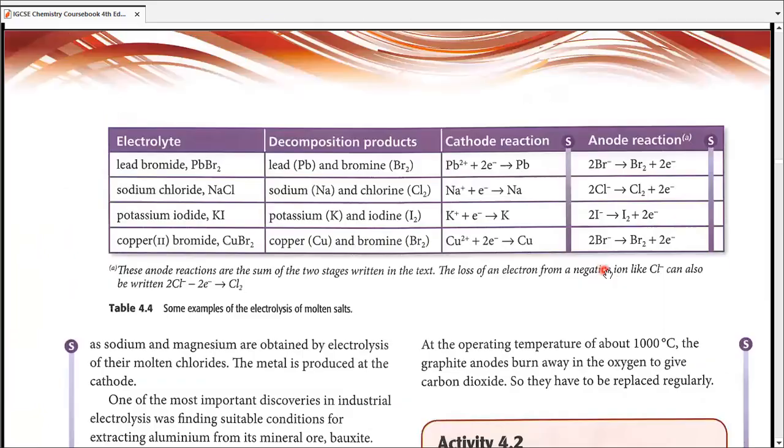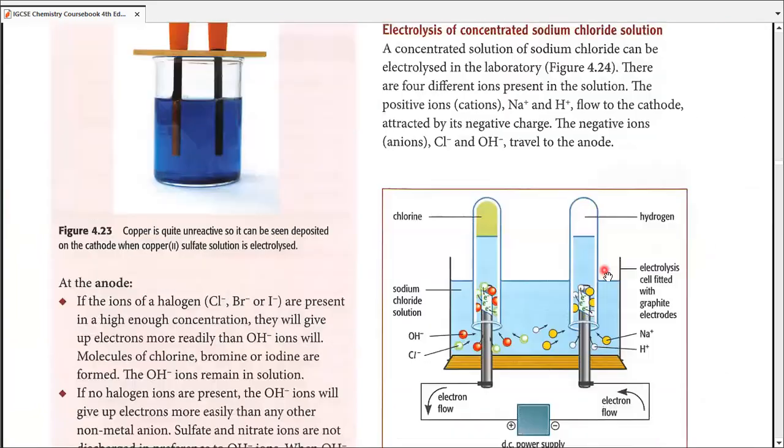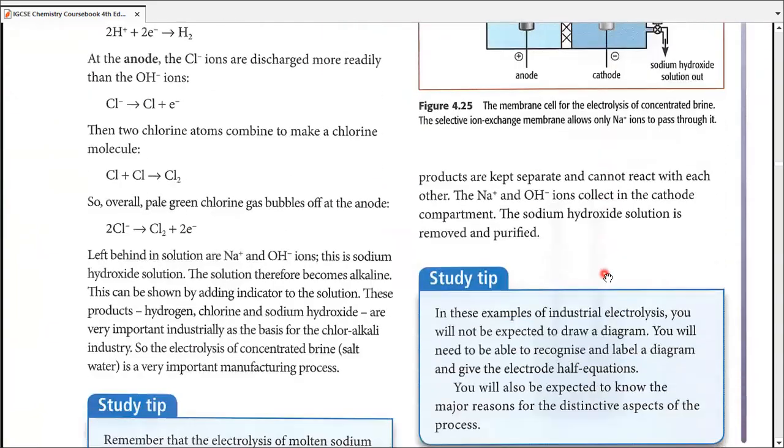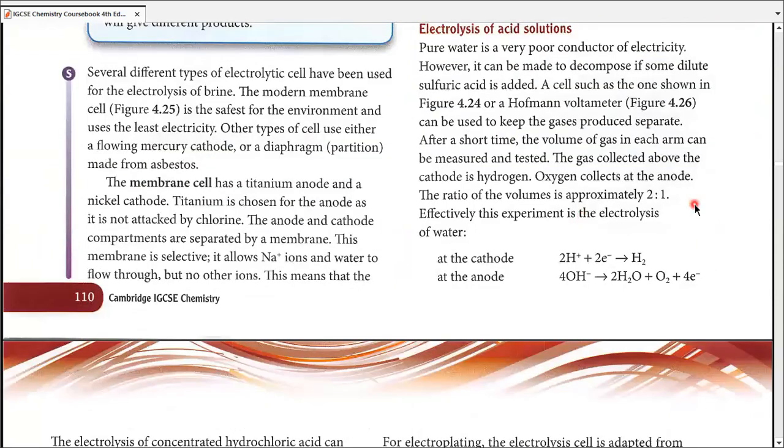So I am back to the same page, page number 110 finally. Industrial electrolysis. So industrial electrolysis is known as the membrane cell. It has a titanium anode and a nickel cathode, something you need to memorize. Titanium is chosen for the anode because it is not attacked by chlorine. And again, nickel is chosen as the cathode because hydrogen does not react with nickel.